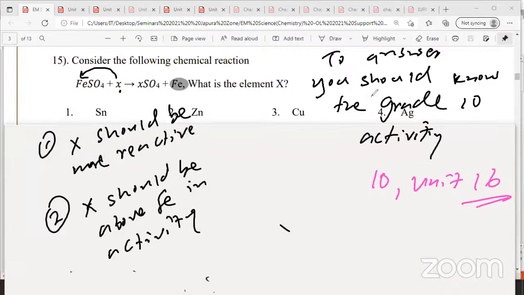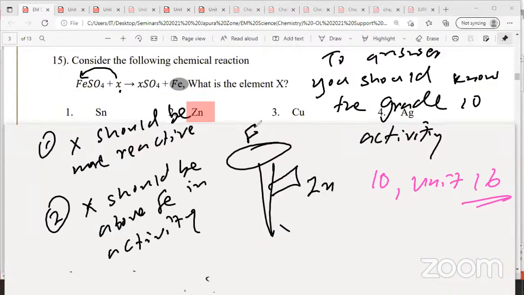I'll ask the answer from Onet. Zinc. Very good, Onet. Answer is zinc. Excellent. Zinc is more reactive than iron. Even if you attach an iron nail with zinc, the iron nail does not rust. Why? Zinc is the bodyguard. Zinc is more reactive than iron.